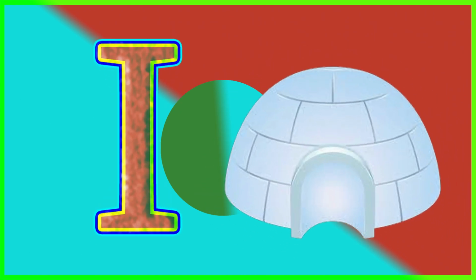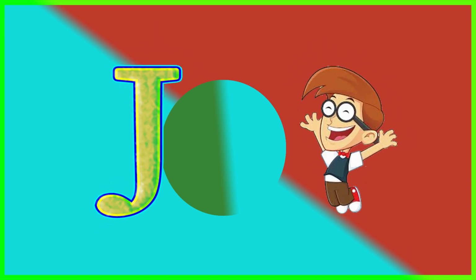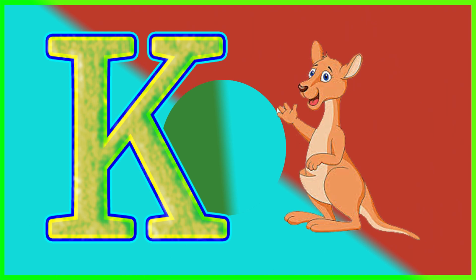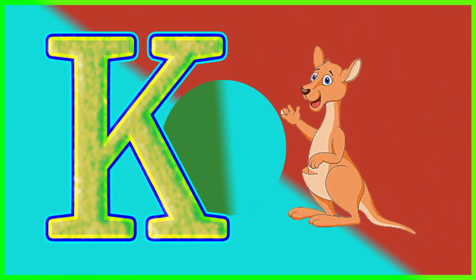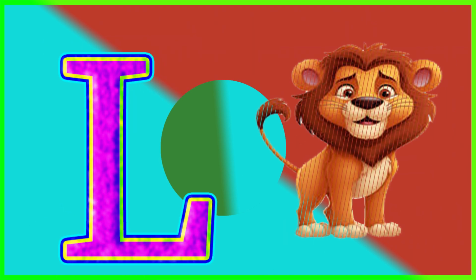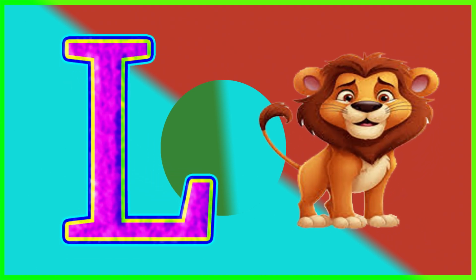I is for igloo, I, igloo. J is for jump, j, jump. K is for kangaroo, k, kangaroo. L is for lion, l, lion.